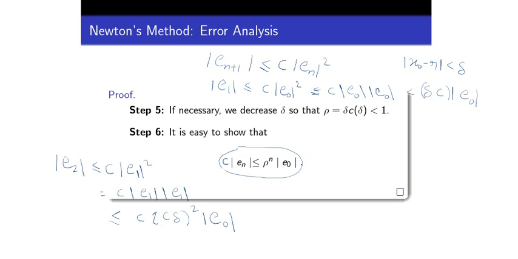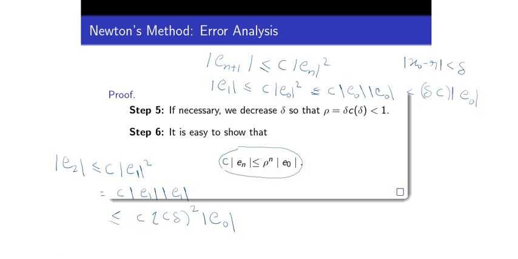Now in the next case, similarly mod of e3 is less than or equal to c times mod of e2 square, and mod of e2 square is less than or equal to c times mod e naught. Here can we control it some way so that it can be written, because the initial approximation is in our hand.